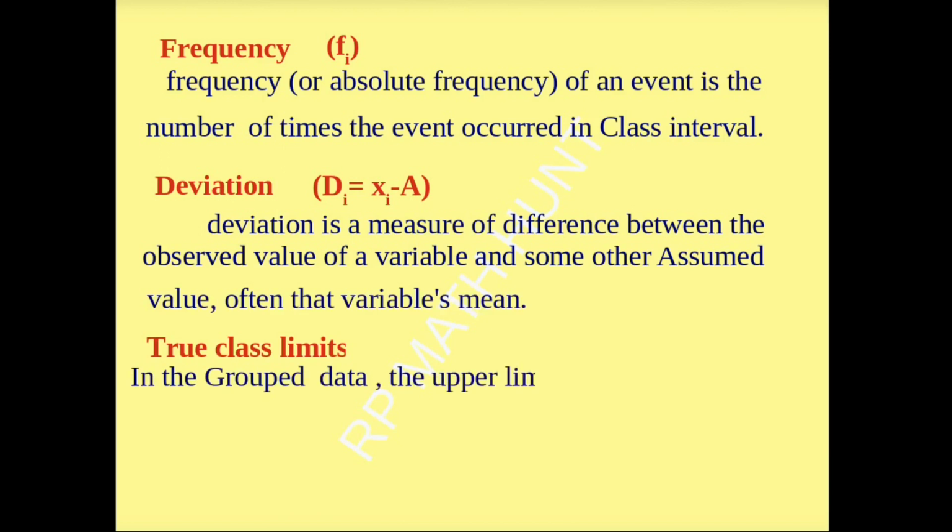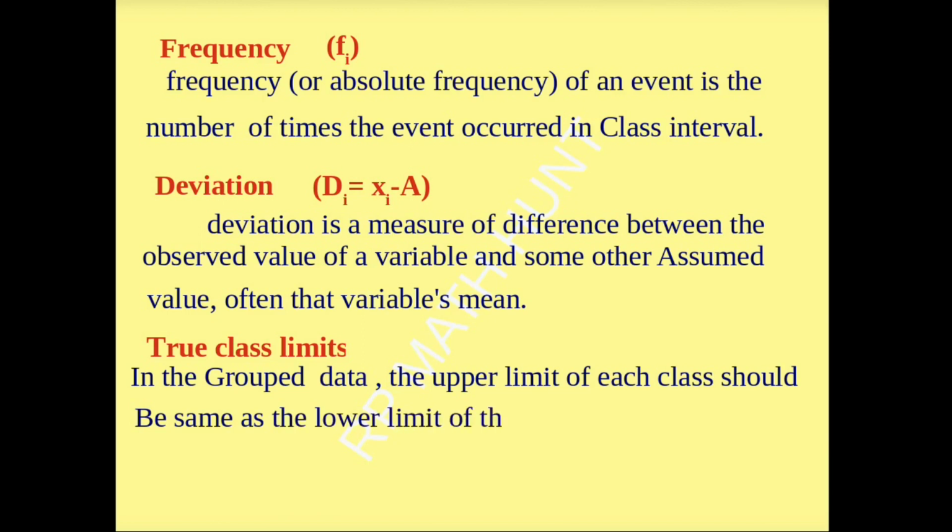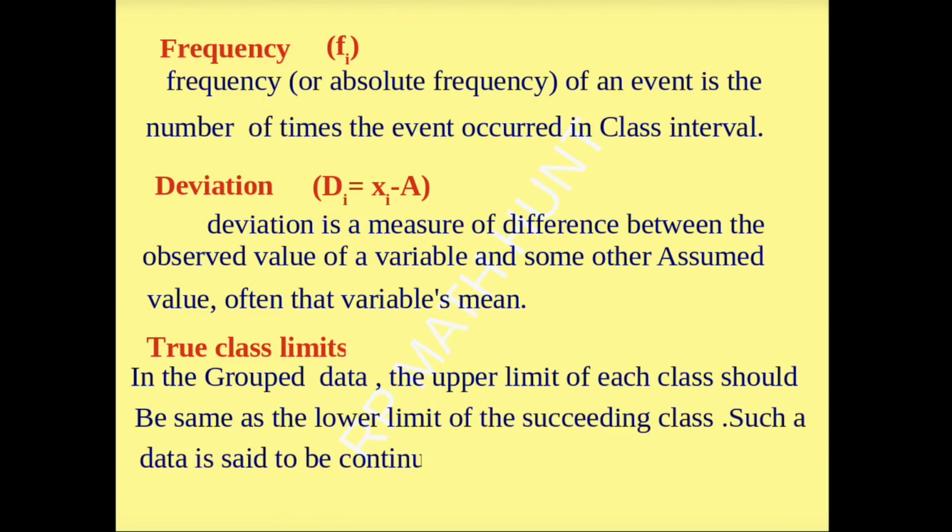True class limits. In the grouped data, the upper limit of each class should be the same as the lower limit of the succeeding class. Such data is said to be continuous, and these are true class limits.